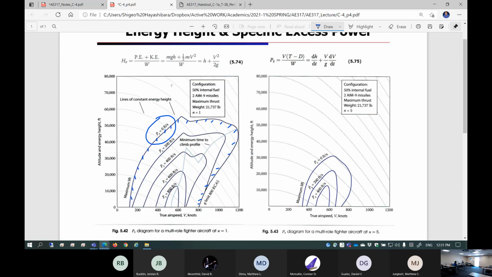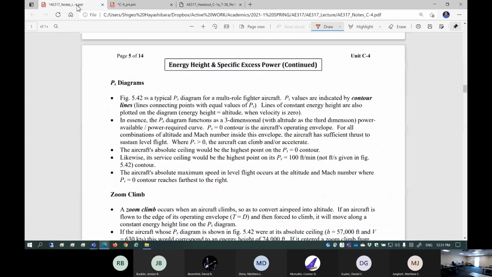Good. Let's go back here. This is a P_S diagram for a multi-role fighter aircraft. P_S values are indicated by contour lines. This is three-dimensional with altitude as the third dimension. This is the power available, power required curve. P_S equal to 0 is the aircraft's operating envelope.